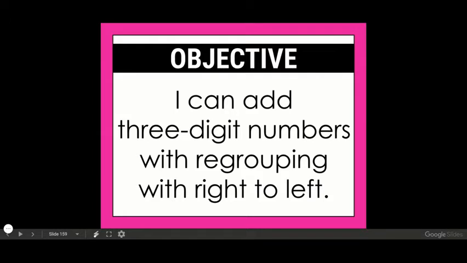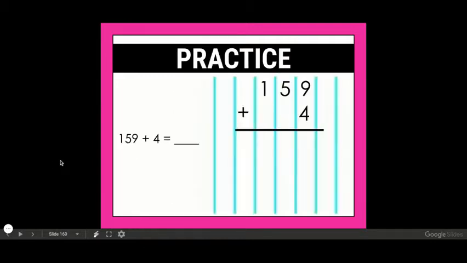And then after that, I'm going to have you join in with me and do these problems so that you can get more practice. So our first one is 159 plus 4. When I set up the problem, I go ahead and I rewrite the problem vertically. Remember, I like to use notebook paper turned sideways to help keep me organized so that I make sure my ones are lined up, my tens are lined up, and my hundreds are lined up.